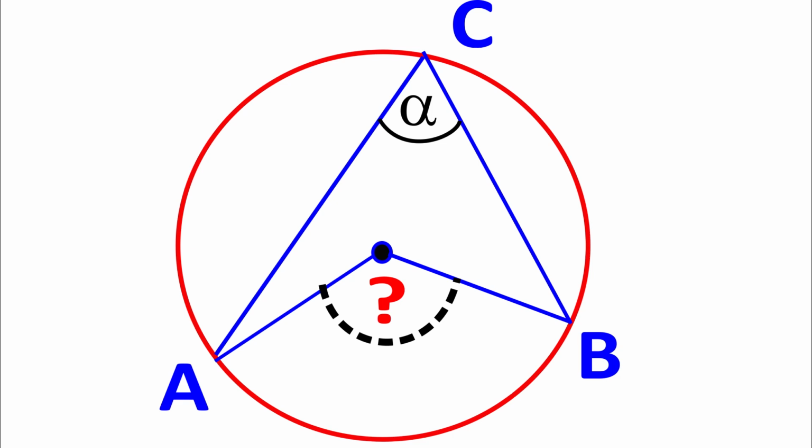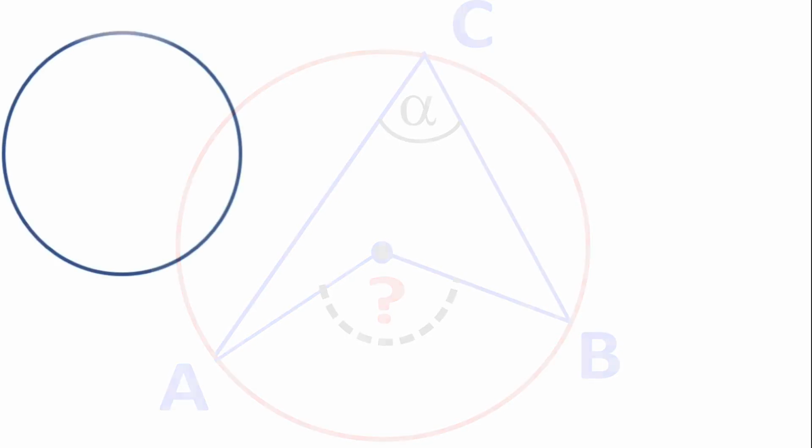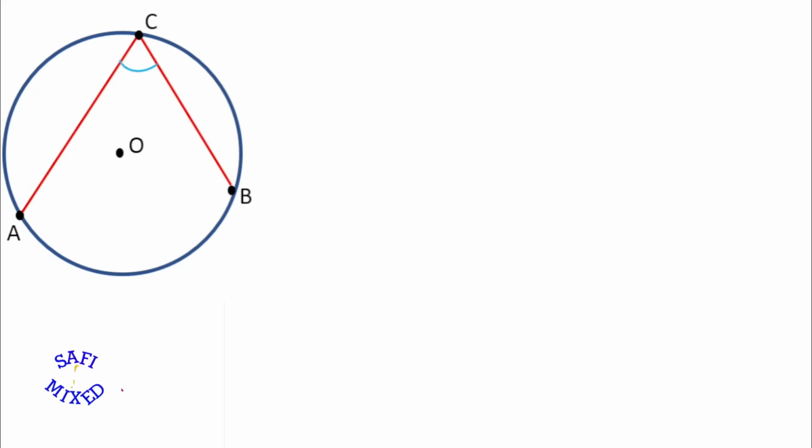So to understand this, let me begin by drawing a circle whose center I am representing with O, and I take 3 points which I denote with A, B, C. Then I join point A to point C and point B to point C. The angle subtended at point C I denote with alpha. Then I join point A to O and similarly point O to point C.